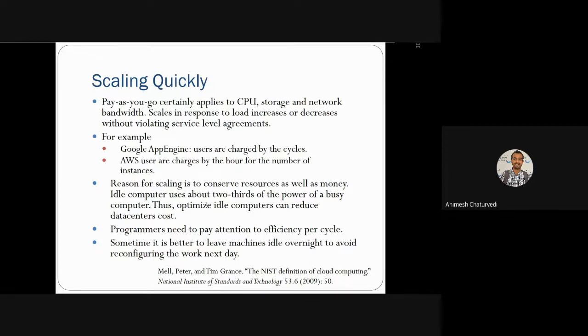Then there are various reasons for doing scaling: to conserve resources, and some money becomes productive because it is a pay as you go model. Then idle computers: between two thirds of the power could be busy. Some of the idle computers could become useful if they are connected to the cluster or server. Thus, it will optimize the idle computers and reduce data center cost, so there is less chance of computers staying idle. Then programmers need to pay attention to efficient processing. These are the programmers' tasks to provide quick scaling.